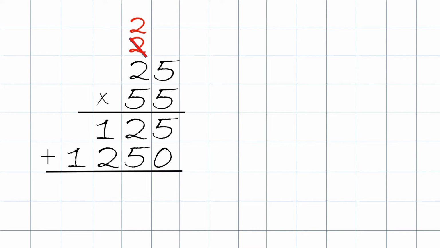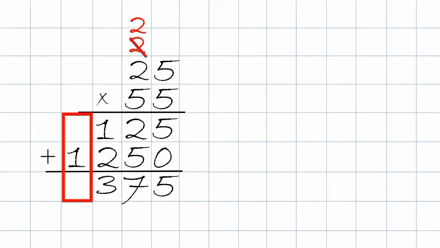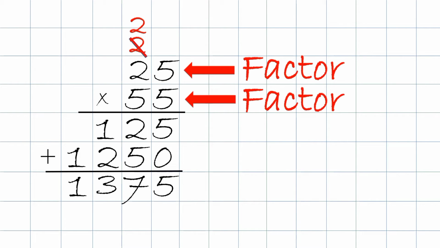So after that, we are going to add 5 plus 0. We get 5. 2 plus 5, we get 7. 1 plus 2, we get 3. And 1 plus 0, we get 1. So our answer becomes 1,375. So again, we can double check this by interchanging the factors.